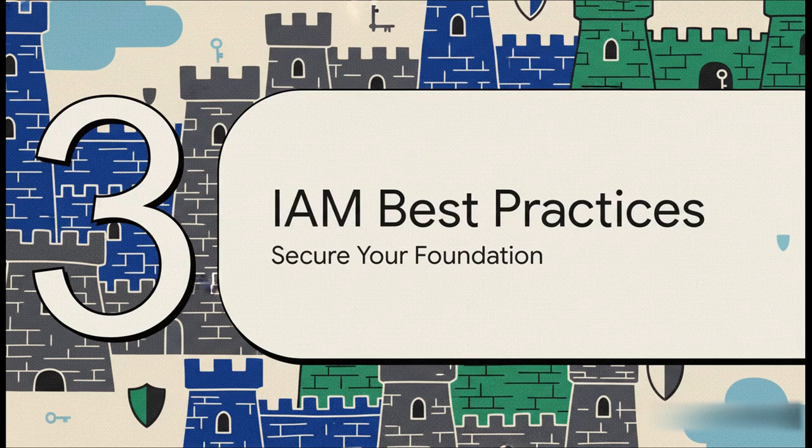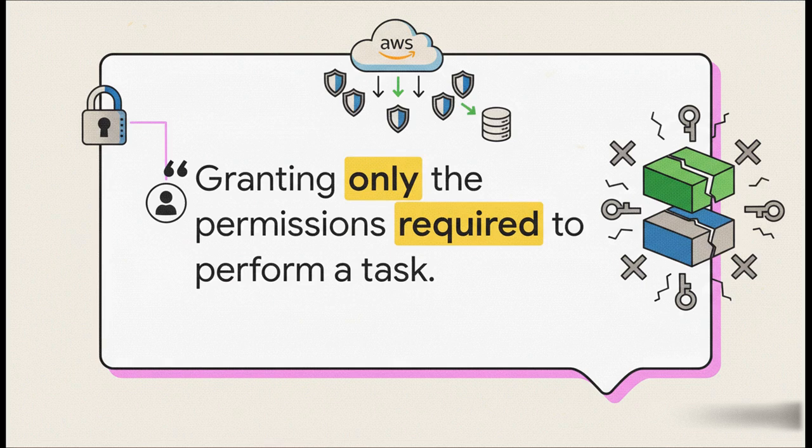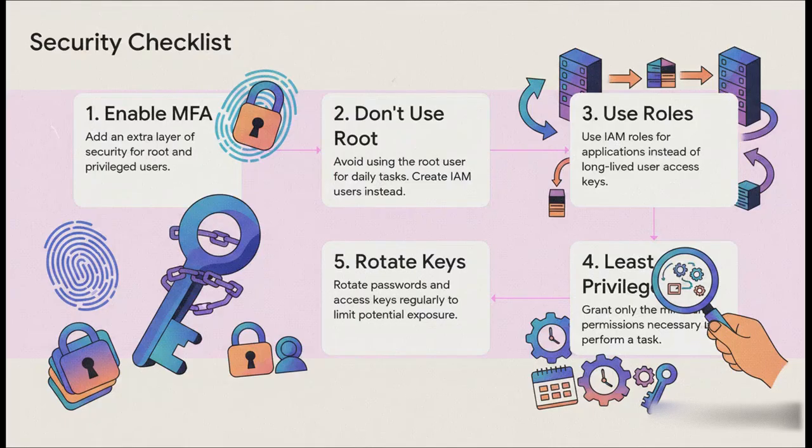So, knowing the pieces is one thing, right? But putting them together to build a truly secure system is the real goal. So let's talk about the absolute must-do best practices. And this brings us to what is, without a doubt, the golden rule of all of cybersecurity, the principle of least privilege. I can't stress this enough. The idea is simple. You only grant the absolute minimum permissions required to perform a task, nothing more. You start with nothing, and you only add what is absolutely necessary.